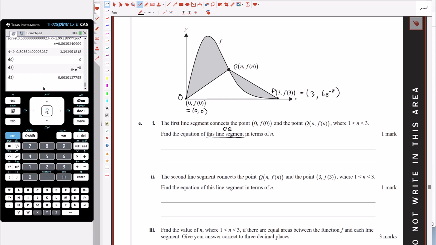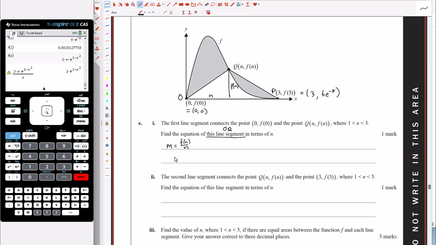Okay, so we need the gradient, which is just rise over run, so it's going to be f at n over n. So the gradient is f at n over n, which is just going to be 2n e to the 1 minus n squared over n. Actually, let's just put f at n here, so this is 2n e to the 1 minus n squared.